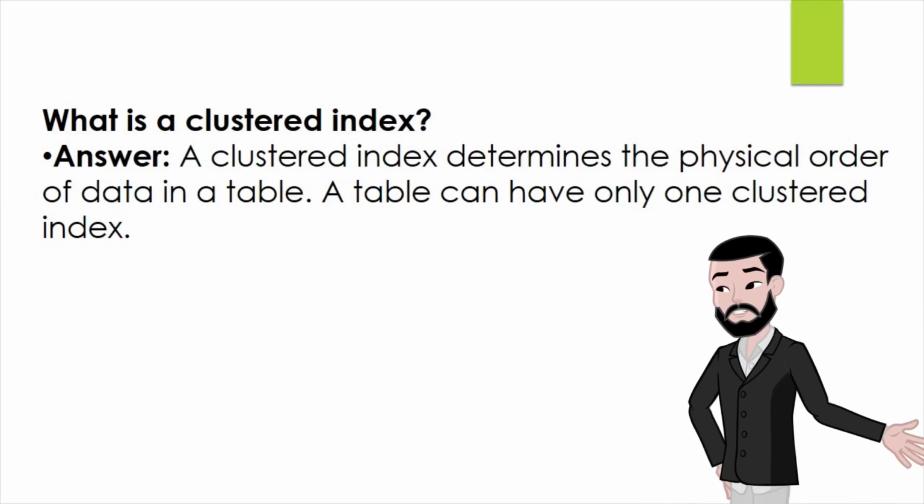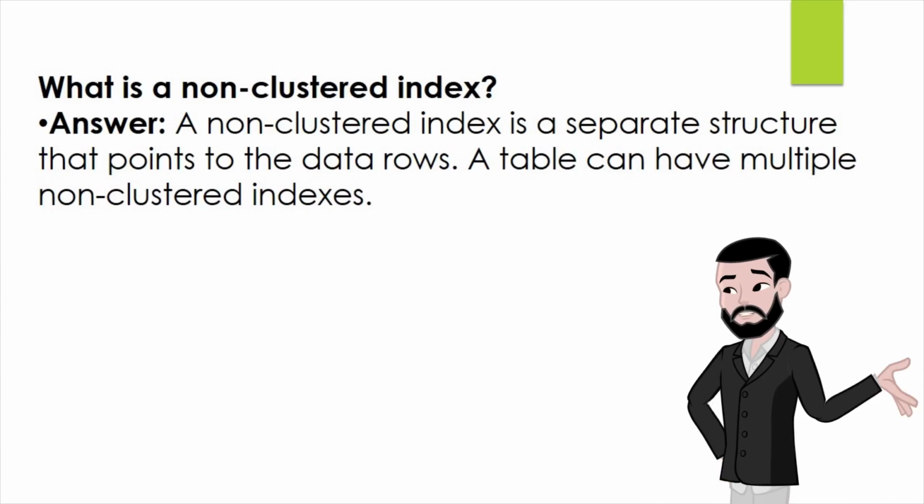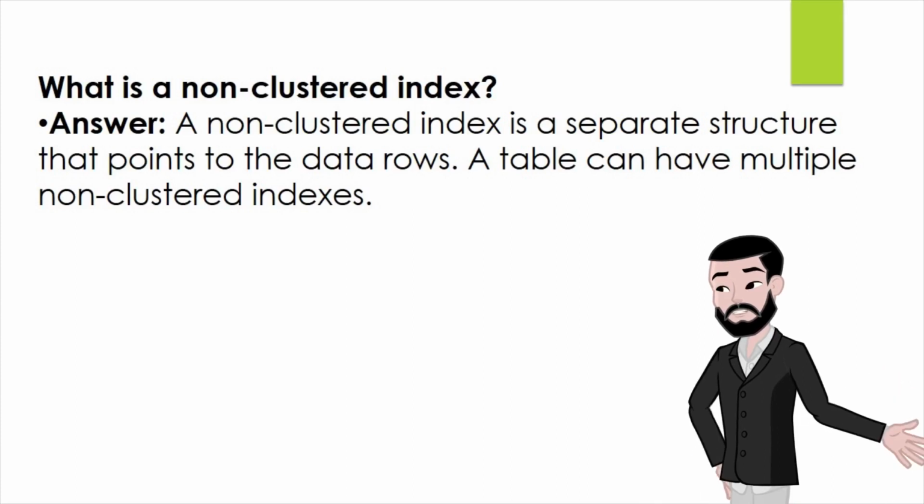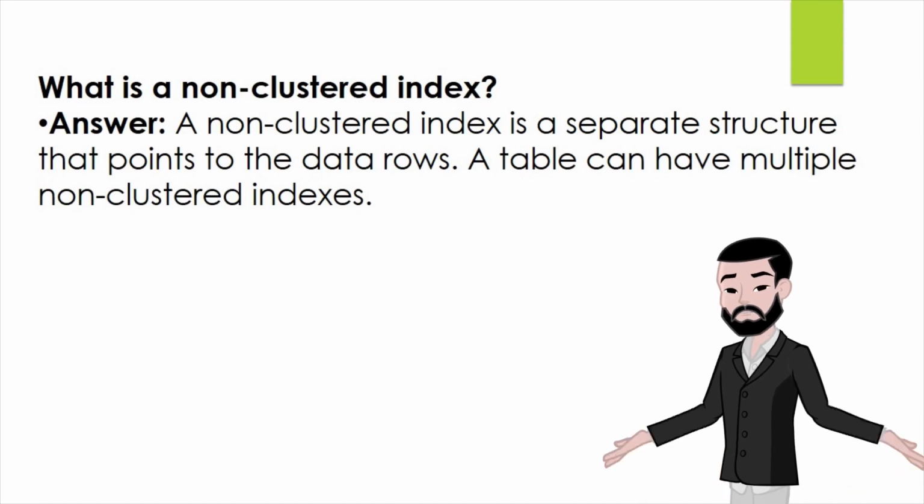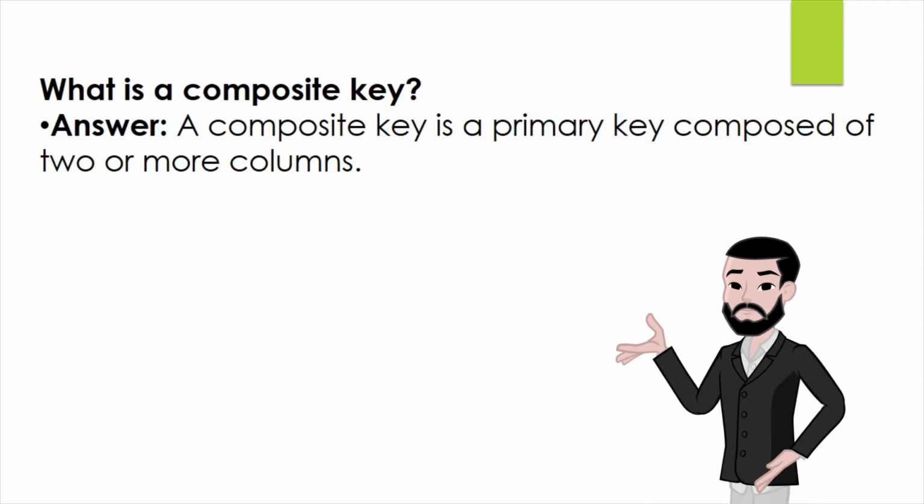What is a clustered index? Answer: a clustered index determines the physical order of data in a table. A table can have only one clustered index. What is a non-clustered index? Answer: a non-clustered index is a separate structure that points to the data rows. A table can have multiple non-clustered indexes. What is a composite key? Answer: a composite key is a primary key composed of two or more columns.